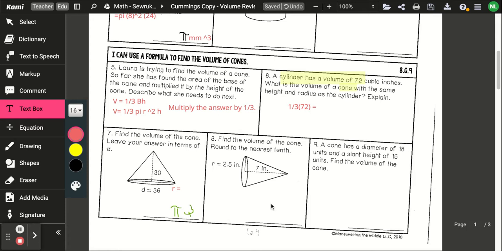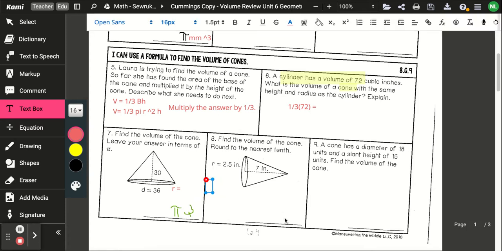All right, find the volume of the cone, round to the nearest tenth. Again, that formula that you need to write down, just like you did for the last one, I'm going to write it here for you just so you remember. 1/3 pi r squared times the height. That's what you're going to fill in. You have the radius and you have the height. Fill it in, put it in your calculator. Then you need to round to the nearest tenth. Don't forget the units.